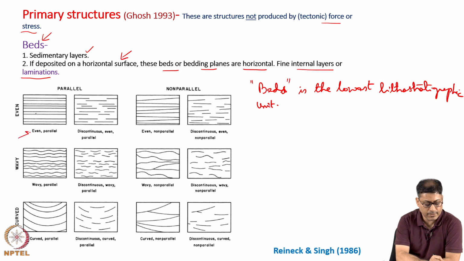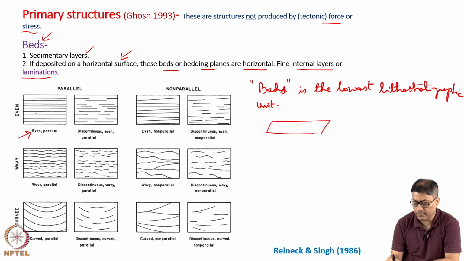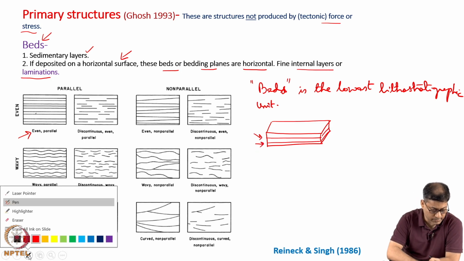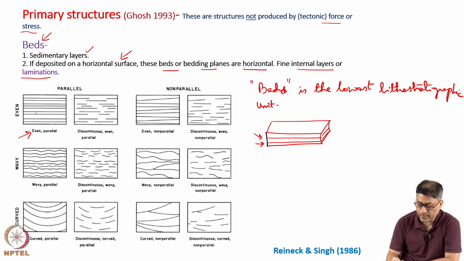This is the idealized beds or the bedding planes. Basically in 3 dimensions they will look like this. If this is a piece of rock, these are the different layers or the beds or the bedding planes. So, when we look at a cross section such as this vertical cross section, we will find this kind of appearance which is even and parallel, but there can be a case where a discontinuous, even and parallel pattern can be found.